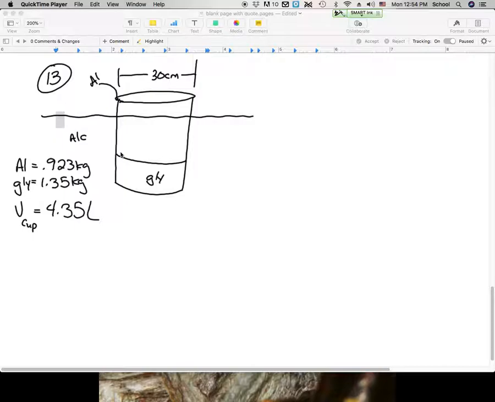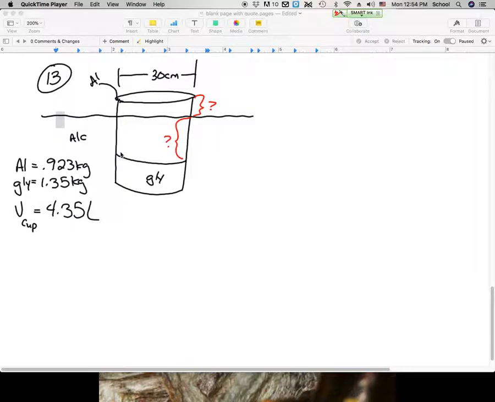Now I ask you two questions. I ask you how much of the cup is above the alcohol. So we want to know that distance. And I ask you what's the difference in height between the alcohol level and the glycerin level. So we want to know that. Does this make sense? Yes, sir.